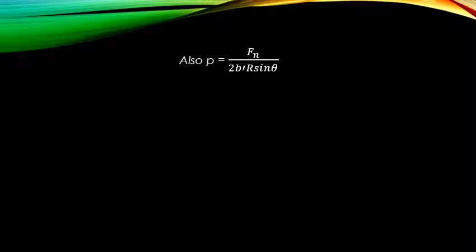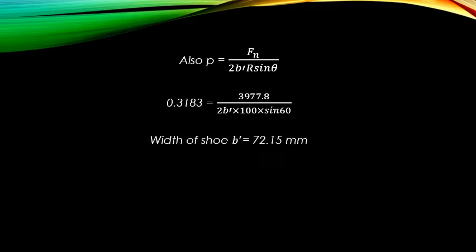Now we have the equation for the normal pressure P given by Fn divided by 2 into V dash into R into sin theta. Substituting the value of the normal pressure P, that is 0.3183, as well as the normal force Fn, that is 3977.8, and the values of theta, that is 60 degrees, and radius, 100 mm, we can find out the width of the shoe, that is V dash, which is 72.15 millimeters.